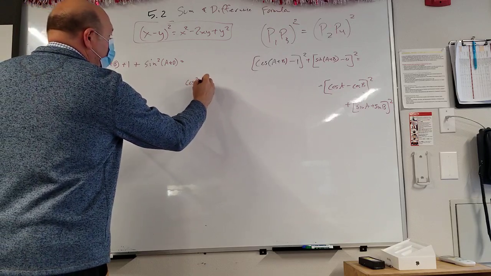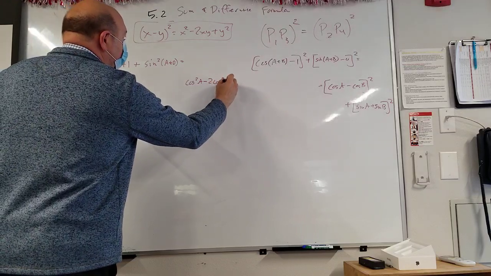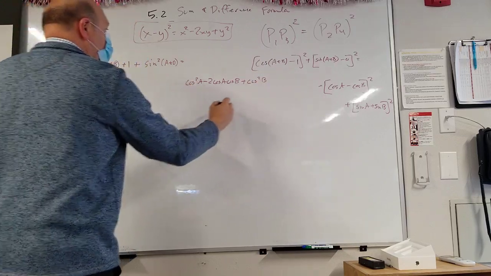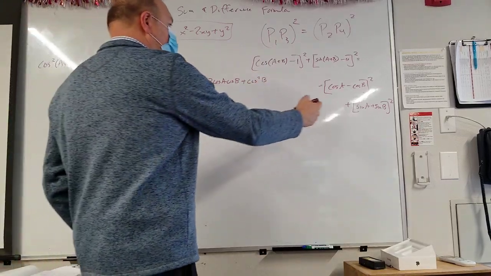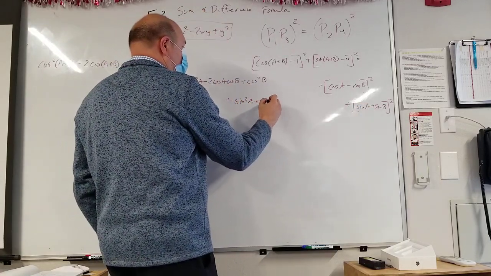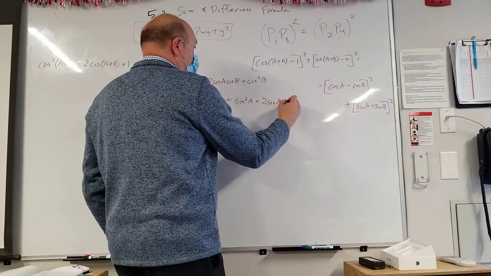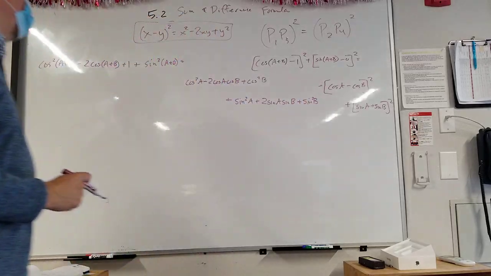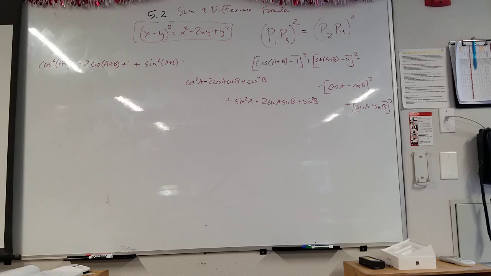cosine squared A minus 2 cosine A cosine B plus cosine B squared plus this guy. We're getting somewhere, maybe. Thinking like a mathematician. This is cool.